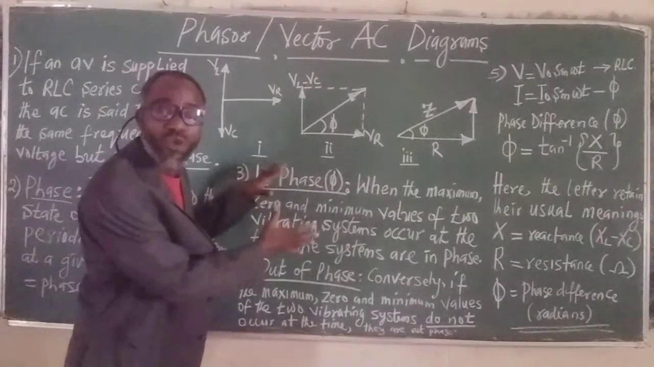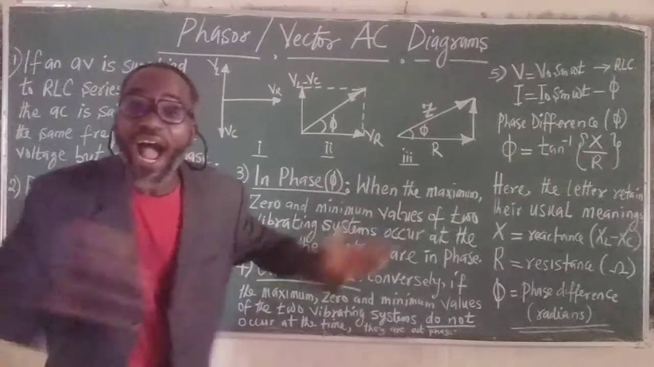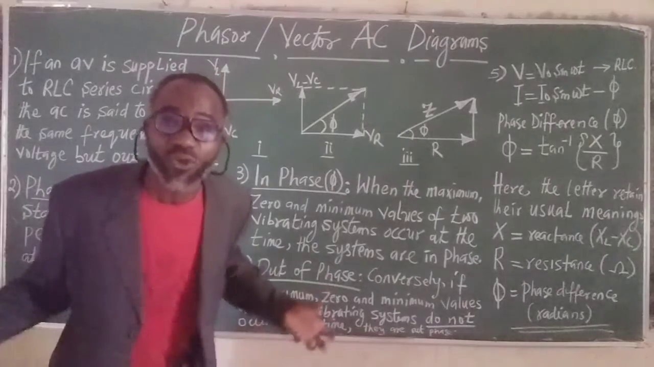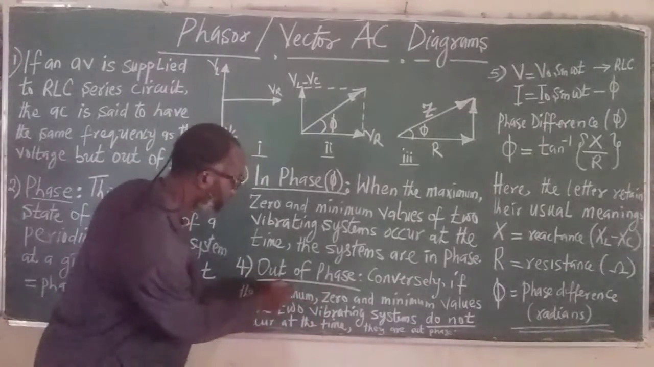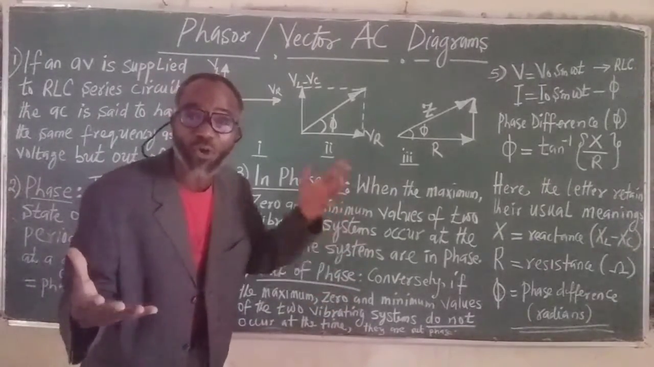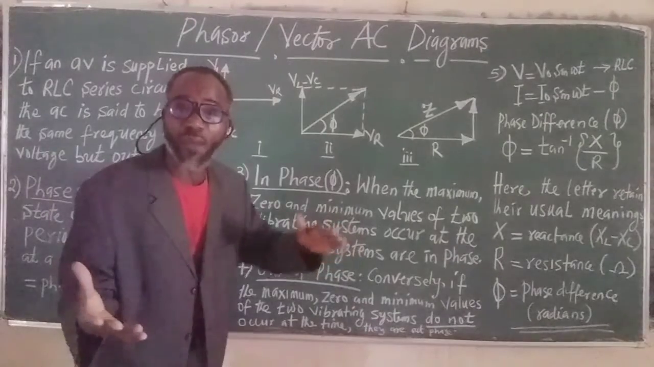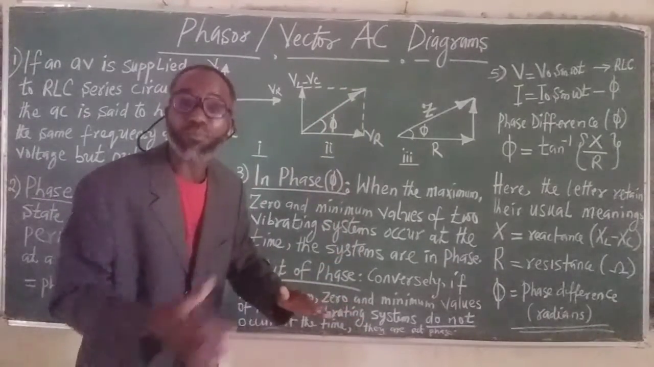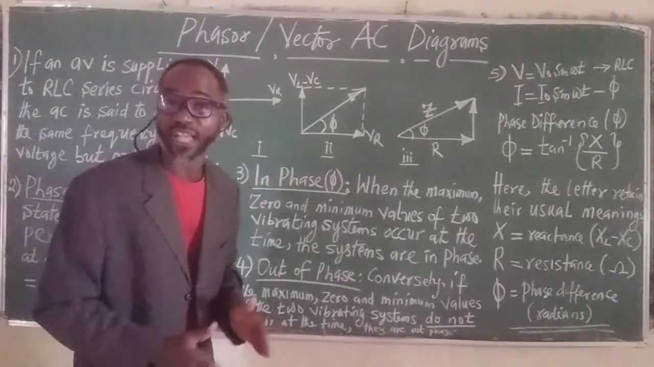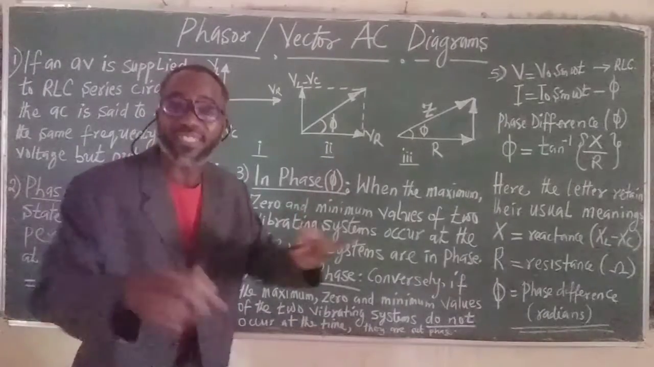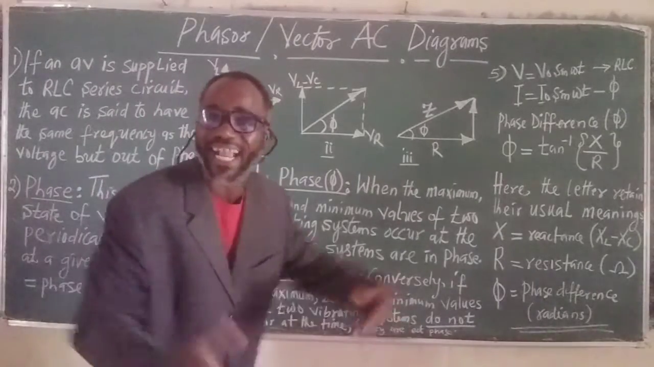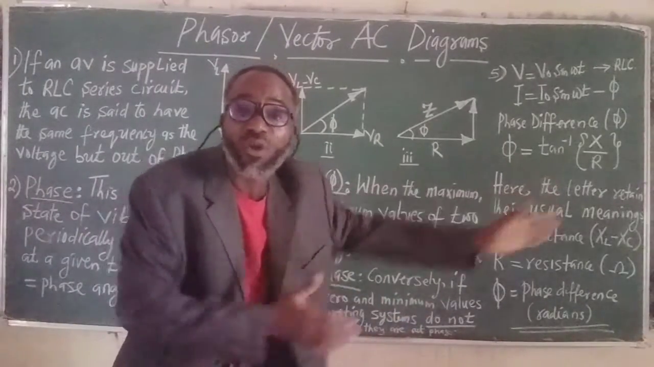If we have understood this, we need to also understand when they are out of phase. So let's look at it. On the other hand, if the maximum, zero, and minimum of current and voltage do not occur at the same time, the two quantities are said to be out of phase. That's what it means. One leads and the other one lags.